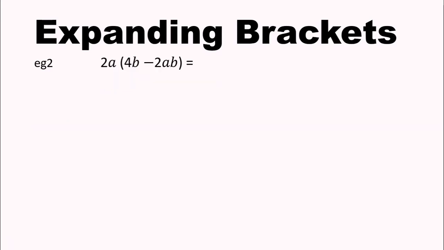This time we've got a term which is a number and a variable term in front of the bracket. But 2a is a single term because there's no plus or minus sign in between them. And 2a is directly touching this bracket, so it's multiplying through. First we'll do 2a times the first term. 2a times 4b is 8ab, and 2a times negative 2ab is negative 4a squared b.